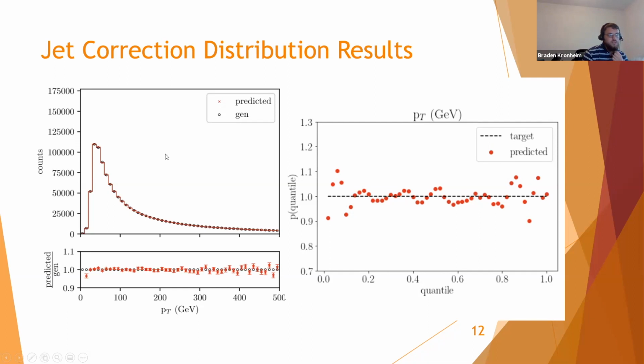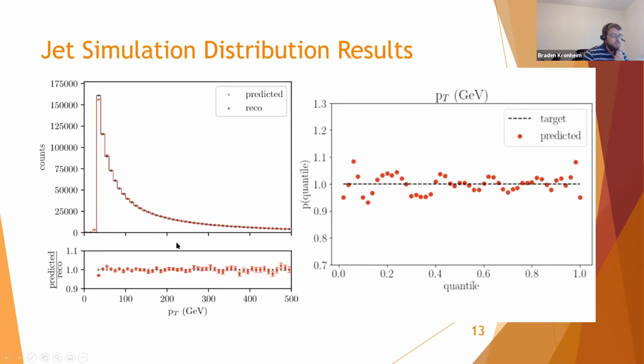And then over here, we have the distribution of quantiles. And you can see that it's not quite perfectly uniform, but it is very, very close. And the noise seems to be pretty random. So this indicates that the distributions it's learned are actually generally meaningful, at least on average, across the data set. And here are the results for simulation. And we see essentially the same thing.